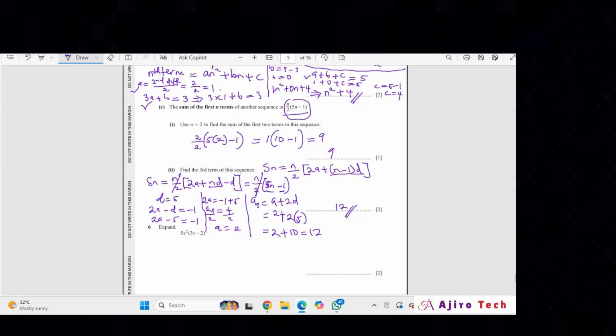How do we have a plus 2d? You know, in an AP, what is the formula for the nth term of an AP? Tn is equal to a plus (n minus 1)d. If n is 2, the formula will be a plus d. If n is 3, it will be a plus 2d. That is why we use this formula to get what we have here. If you have any question for me, ask now before we move on.